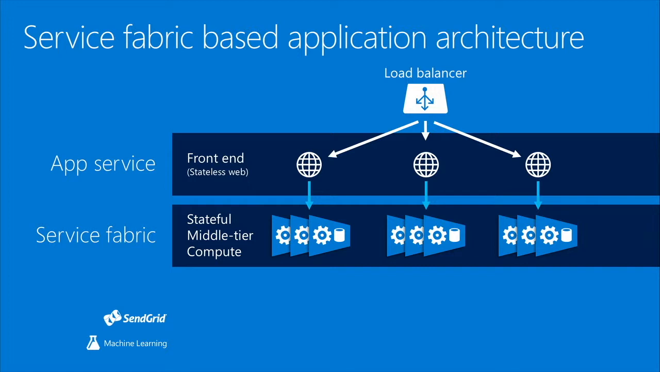So I moved that out. And instead of the stateless services and a bunch of repositories, I now have all of the code and all of the state combined inside the service fabric layer. So that's how you see the stateful middle tier compute service. And then of course you have the machine learning and SendGrid as external services as you would expect.